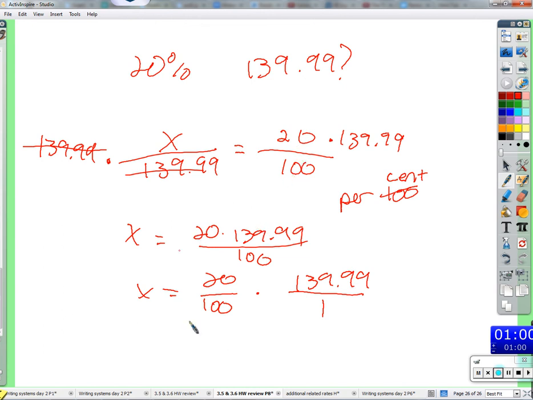So what it means to say what is 20% of 139 is to say what piece of 139 is the same as 20 pieces to 100 pieces. It's setting up a proportion, and we just need to solve that proportion. Any percent problem is about setting up a proportion where one side of it is something to 100 and solving for x.